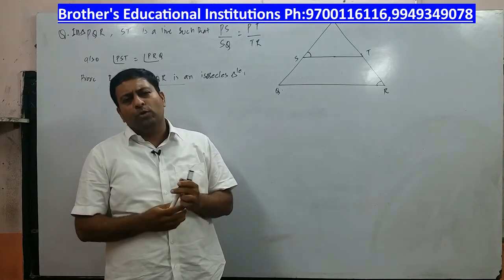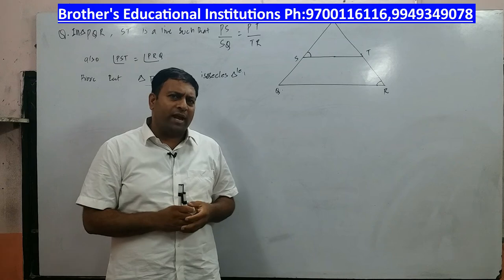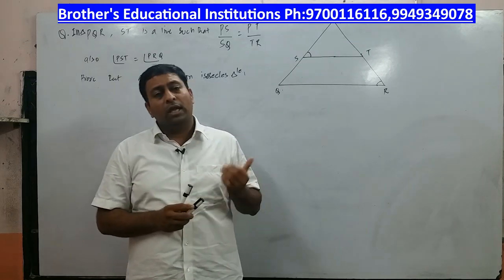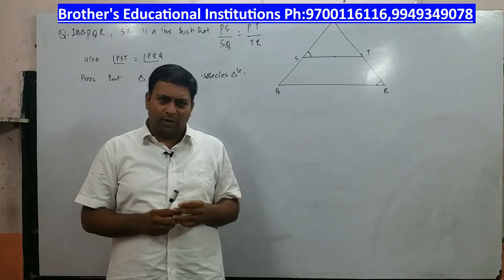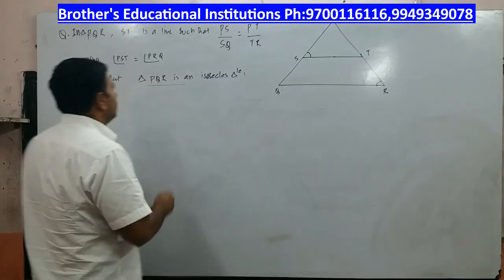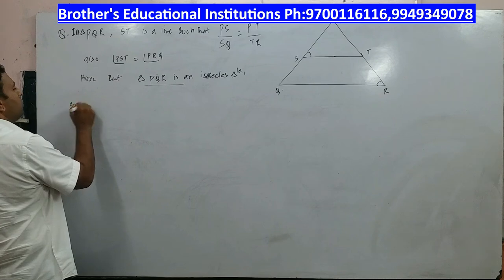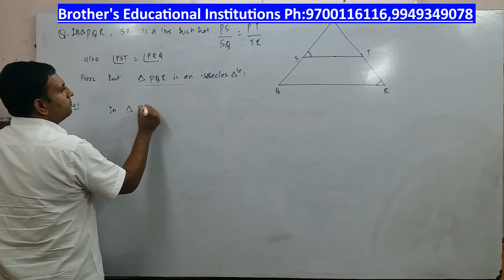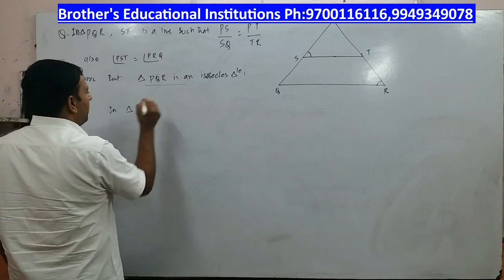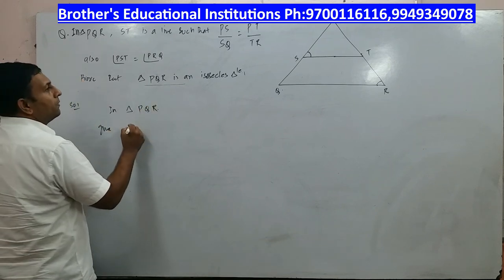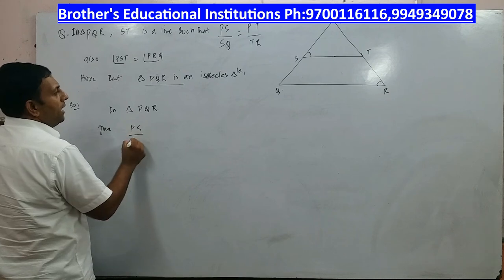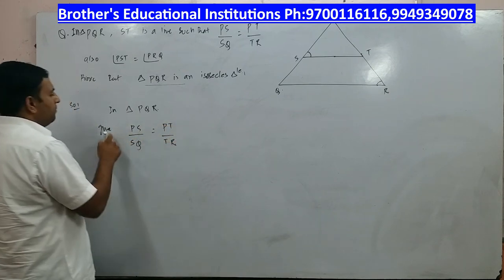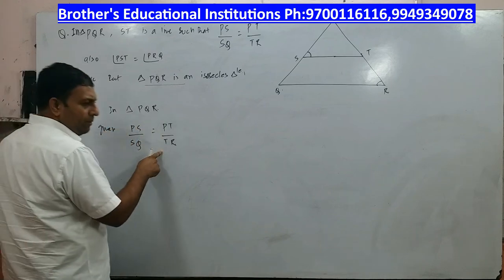See, in order to prove a particular triangle is an isosceles triangle, we need to show any two sides are equal or any two angles are equal, right? So use this criteria to show the triangle PQR is an isosceles triangle. Now what will I say? In triangle PQR, given PS by SQ is equal to PT by TR.